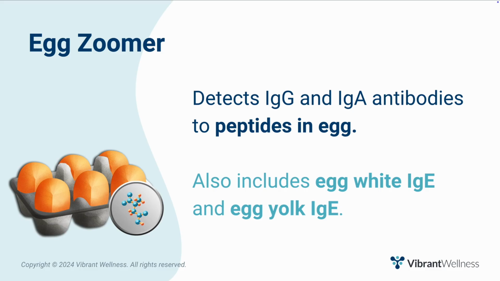The egg zoomer detects IgG and IgA antibodies to peptide-level antigens in egg, and also includes the level of egg white IgE and egg yolk IgE. In other words, it's a food sensitivity test assessing for reactivity at the peptide level.